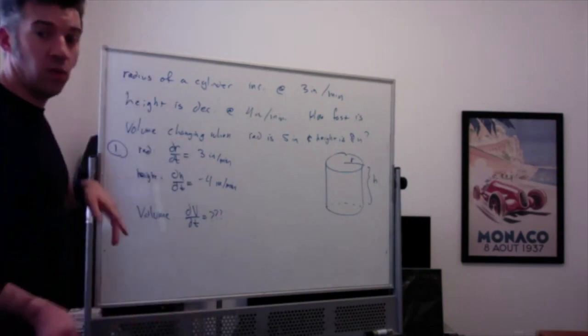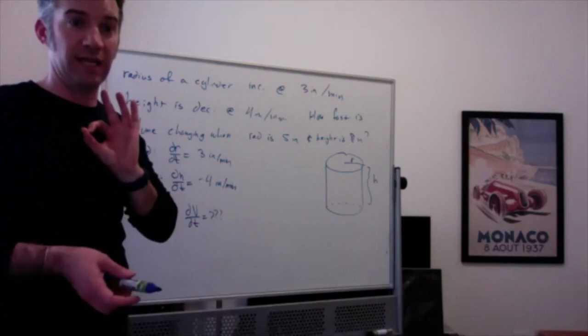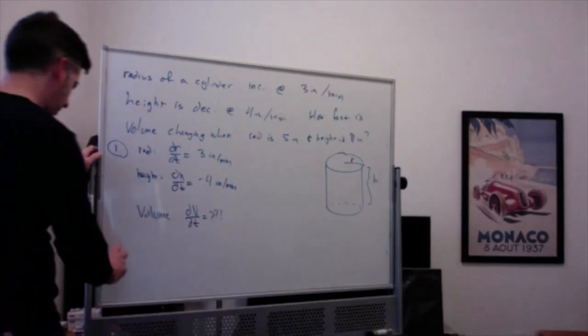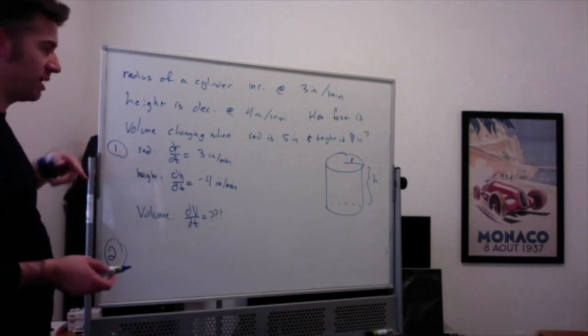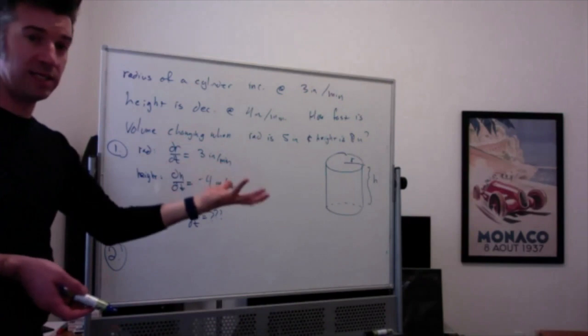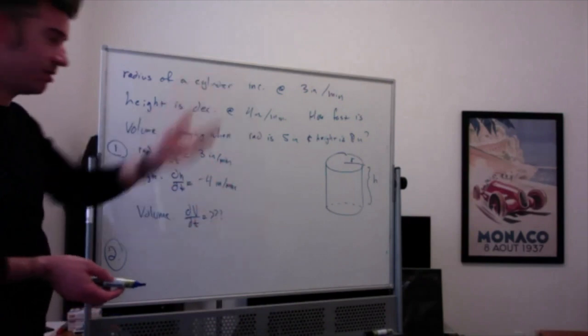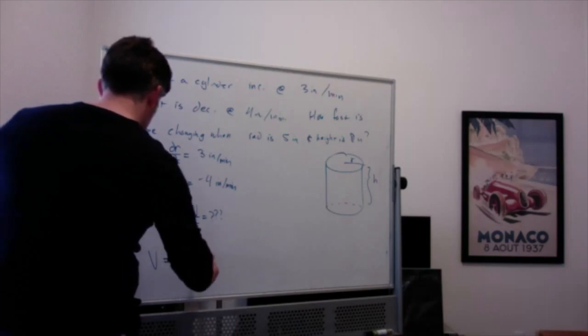Although I don't know what it is yet, I know that it should have units of inches cubed per minute. All right. We need an equation relating the volume, height, and radius. There's definitely an equation for the volume of a cylinder. It's the base area, which is a circle, times the height. So the volume of my cylinder is pi r squared h.